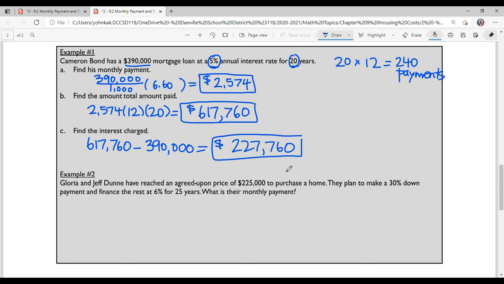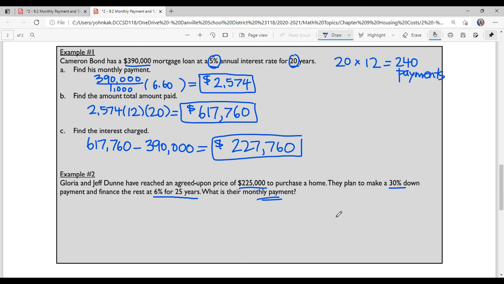Okay, number 2. Gloria and Jeff Dunn have reached an agreed upon price of $225,000 to purchase a home. They plan to make a 30% down payment and finance the rest at 6% for 25 years. What is their monthly payment? All right, so all I have to do is find the monthly payment.